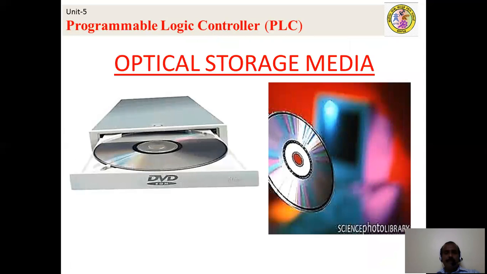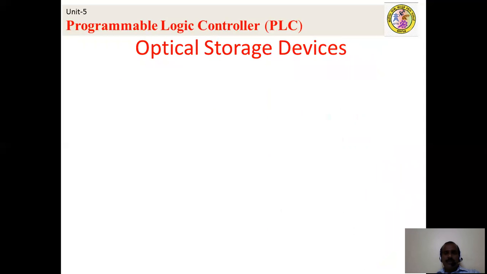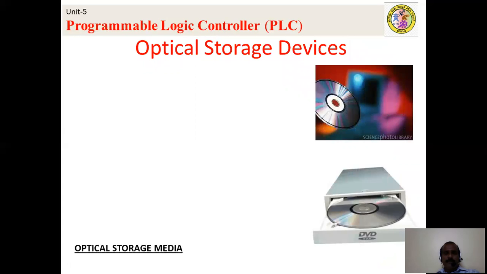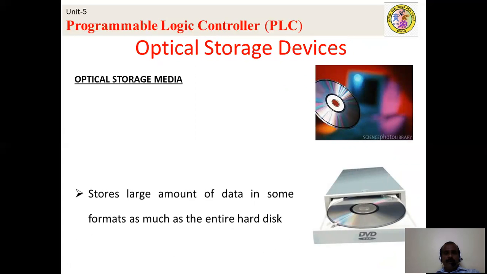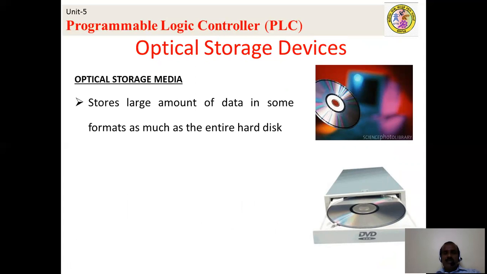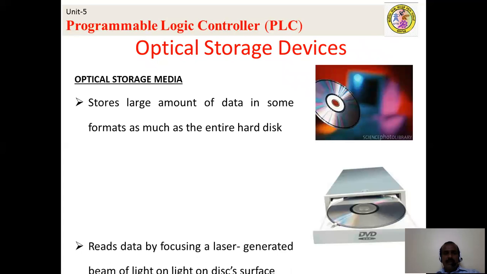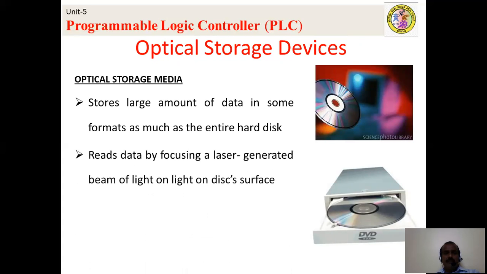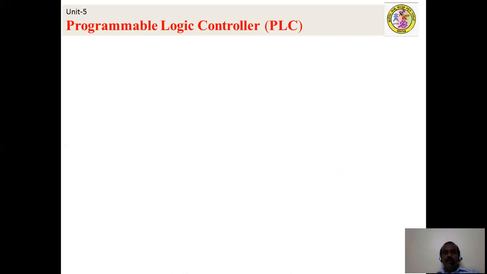Optical storage media, DVD. DVD is an example of optical storage media devices. Optical storage media stores a large amount of data in some formats such as the entire hard disk. It reads data by focusing a laser generated beam of light on the disk surface. The examples are CD-ROM disks and DVD-ROM disks.